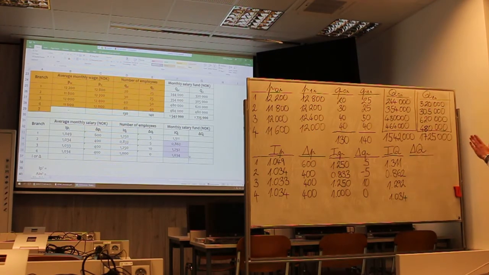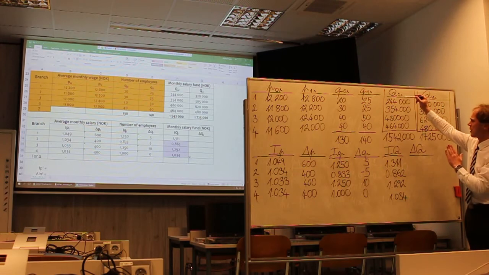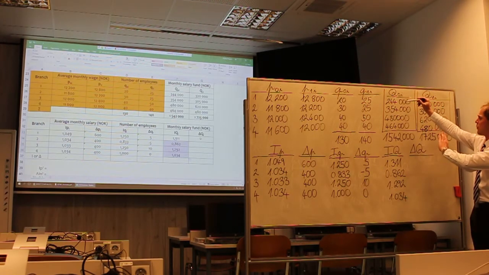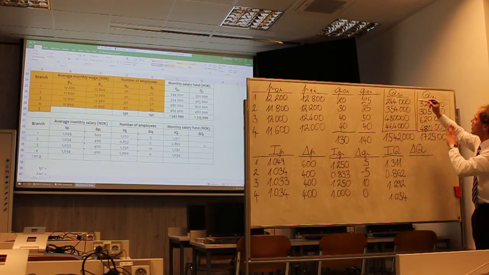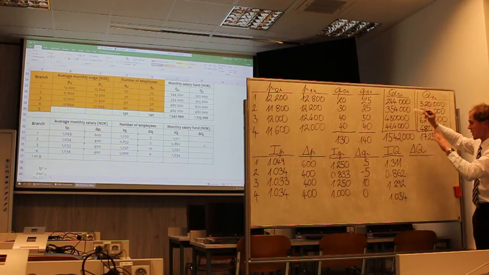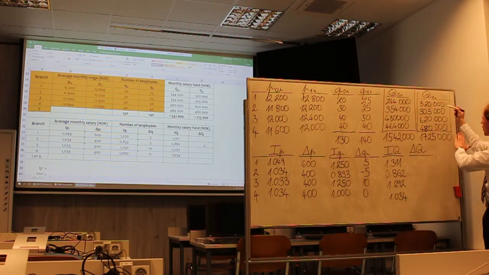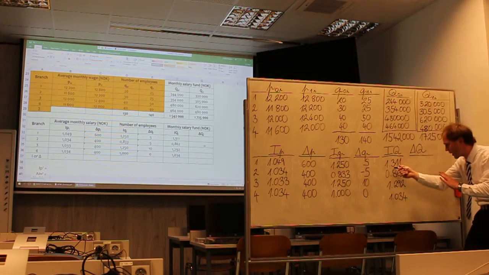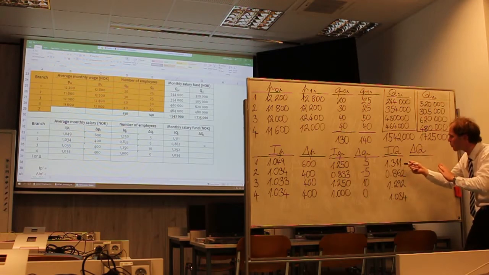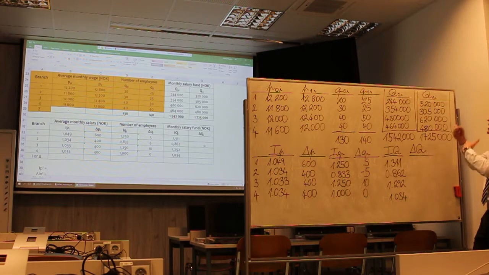In year 2010, you needed for your first branch office, for all your employees, 244,000 Norwegian crowns. Yes, the situation changed. In year 2011, you needed 320,000 Norwegian crowns. This is an increase by 31.1%. Yes, there is a 31.1% increase in the sum of money, the monthly money fund.